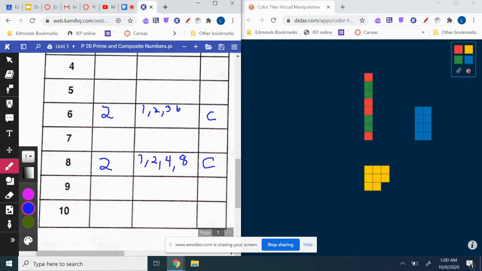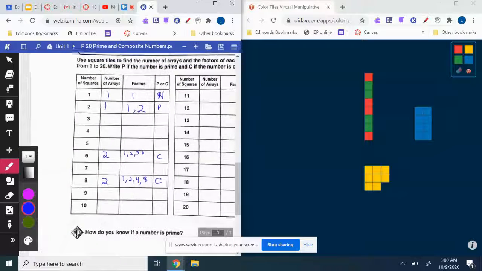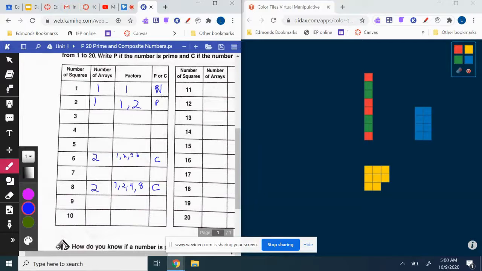We'll actually be going over this more in class. So if you're there that day, what you see is what we did, and we're going to be using both the color tile site and this worksheet together.